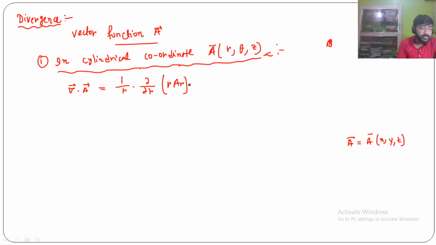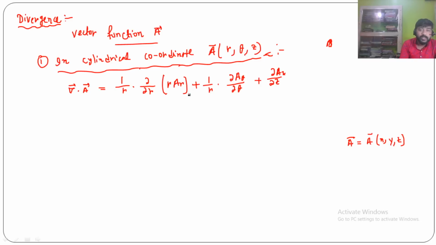So this will be the first term, and obviously this is a scalar quantity, so no need to use the unit vector. The second term will be similar to the previous one, that is 1 by r into del A by del theta, but here the component will be A_theta, and the last term will obviously be del A_z upon del z. So this will be the divergence of this function in cylindrical coordinates.